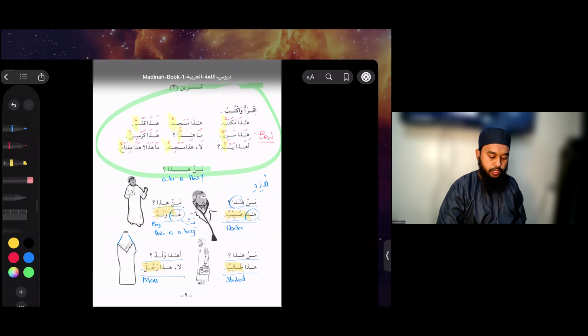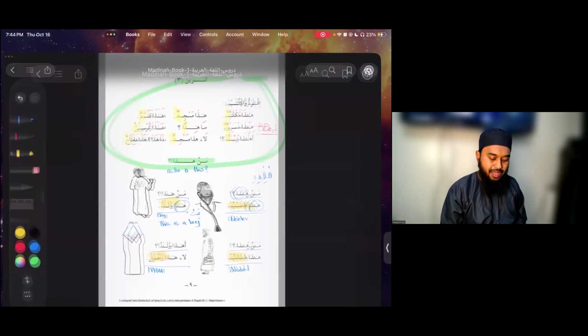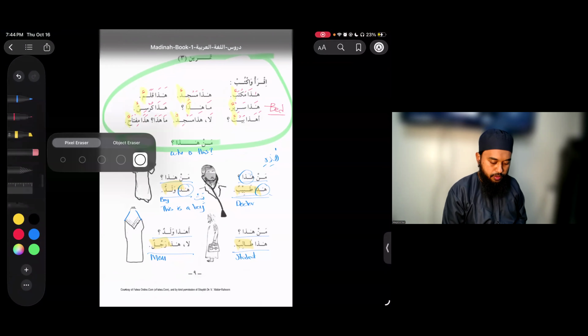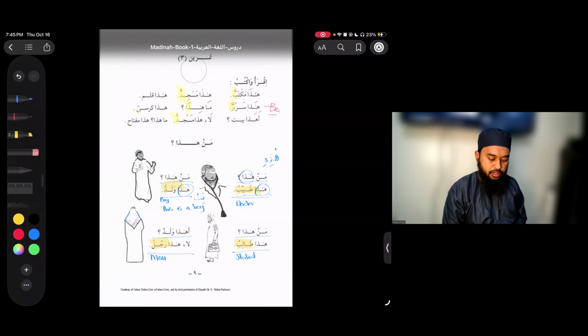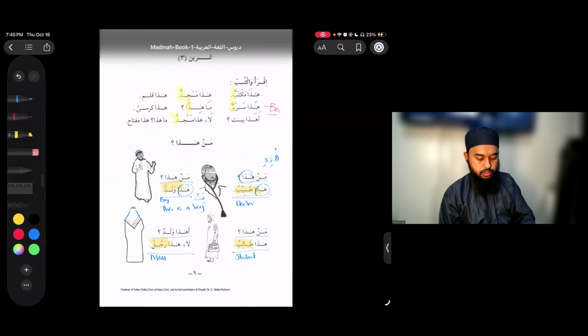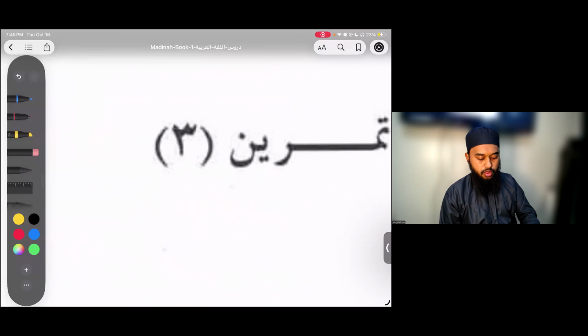Exercise number. Okay, let's go through this. What's that word on top? Tamreen. Can someone translate that word for me? Tamreen. Exercise, right? So tamreen, and we know the Arabic numbers, right, brothers and sisters? We know how it looks. That's the number 3, right?